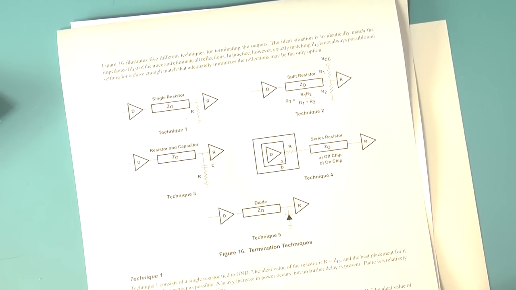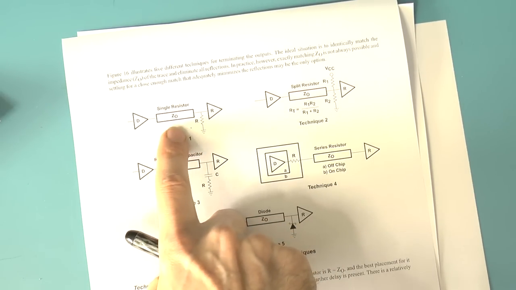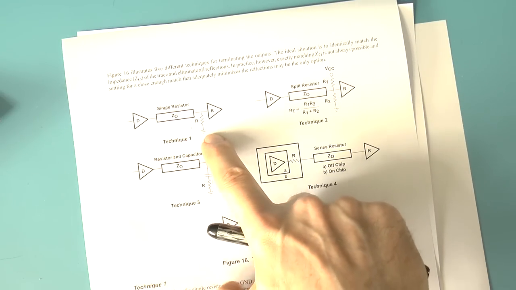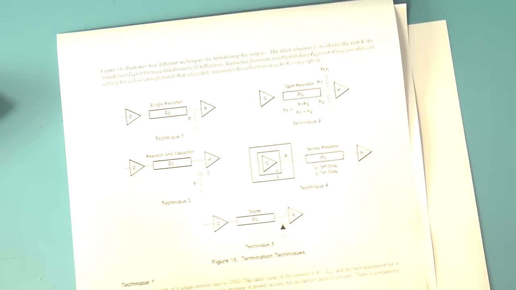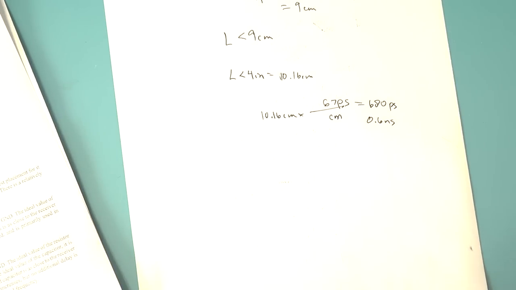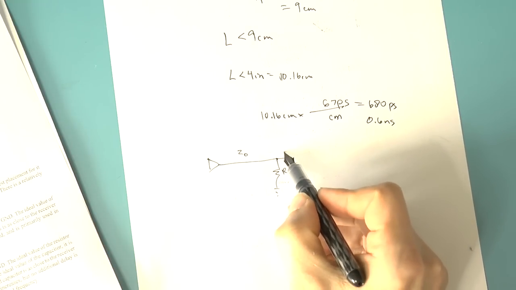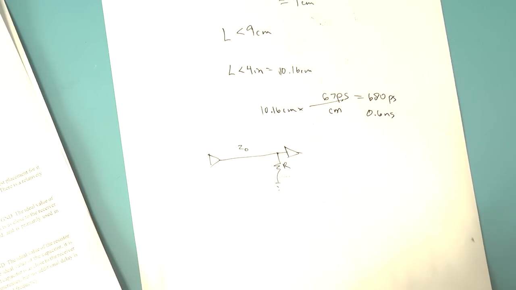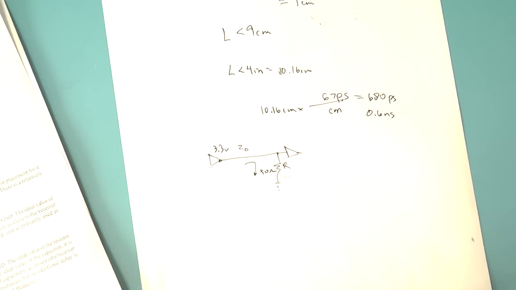So let's look at some terminations. Here they publish a bunch of terminations. This is the typical termination, where you've got your transmission line with characteristic impedance Z0, and then a single resistor at the end. And here's an alternate version where you've got two resistors, one going to plus and one going to minus. Now, the problem with a resistor to ground is that you have a driver, your transmission line, then a resistor to ground, and there's your input. If this stays at 3.3 volts and you've got a 50 ohm termination over here, with no signal, just DC at 3.3 volts, then you've got a current flowing constantly.